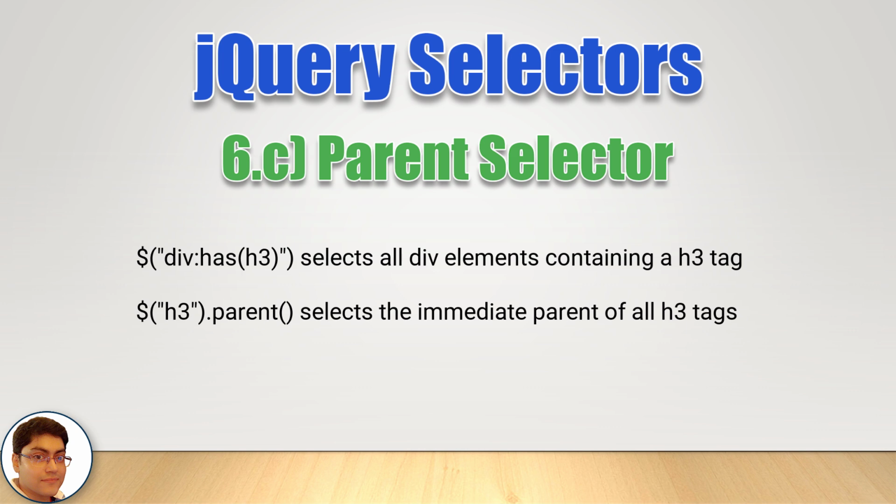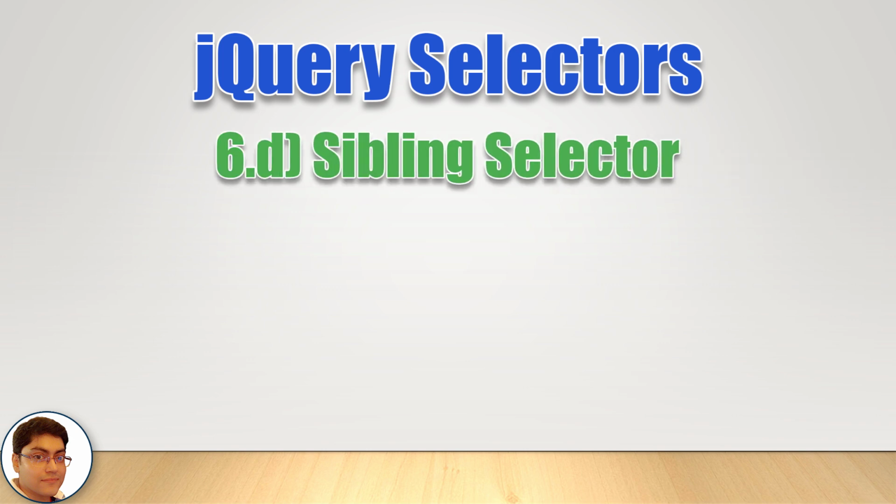jQuery also provides methods for traversing up and down the DOM hierarchy. The parent() method selects the immediate parent of an element. For example, $("h3").parent() selects the immediate parent of all h3 tags.